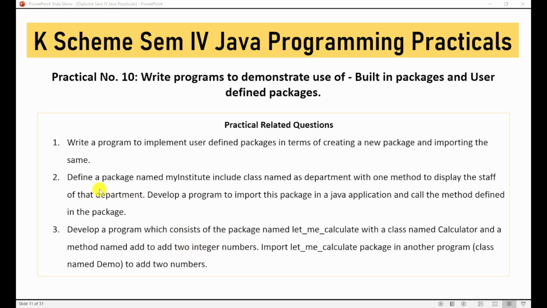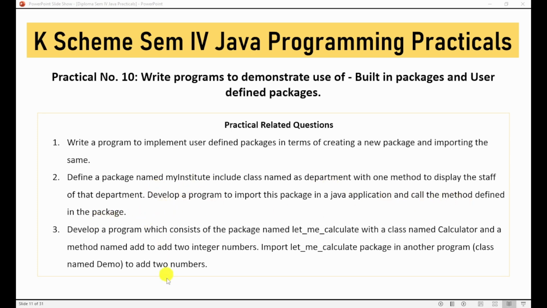Now the second question is: define a package named myInstitute, include a class named department with one method to display the staff of the department, and develop a program to import this package in a Java application and call the method defined in the package. So what we have to do is create a package, the name of the package is given as myInstitute. Then in that package we have to create a class, that class name should be department. Then outside the package we have to create our main program, then import that package, and using that package class, that is the department class, we have to call the method which we have defined inside our package.